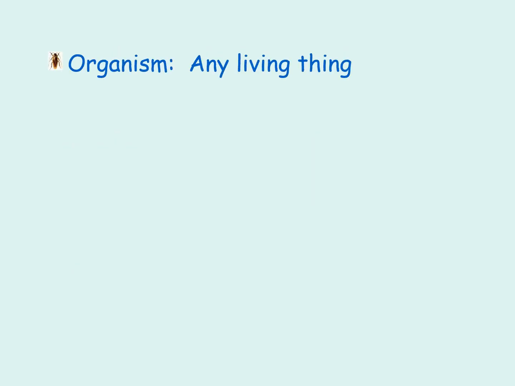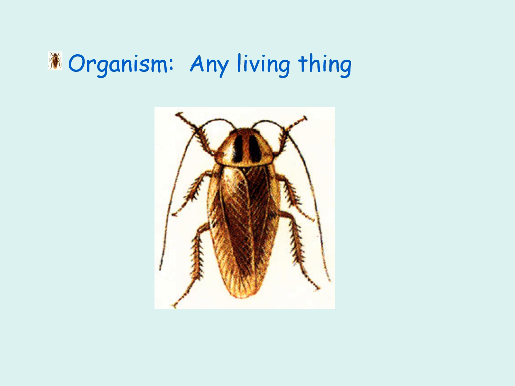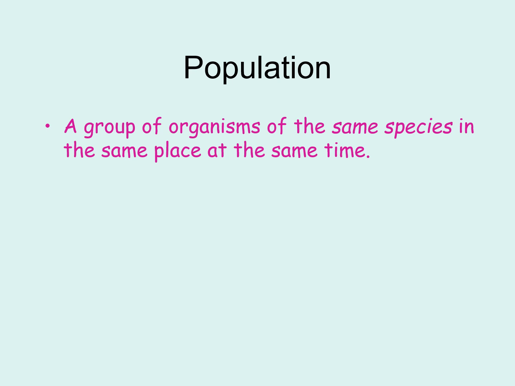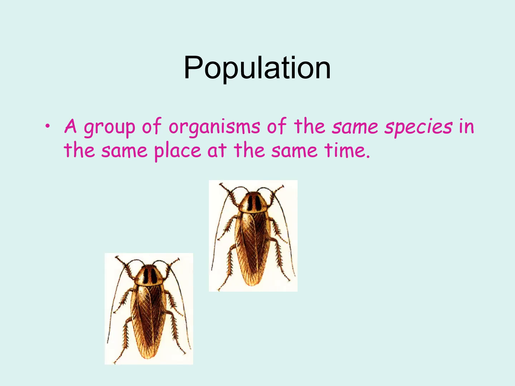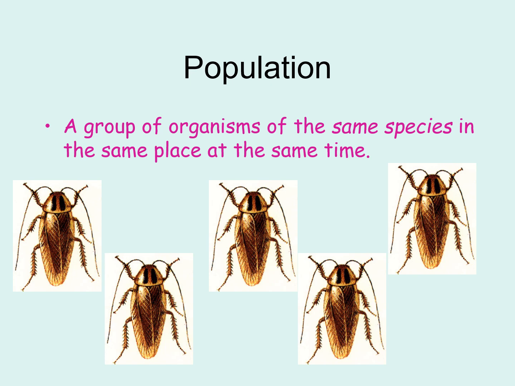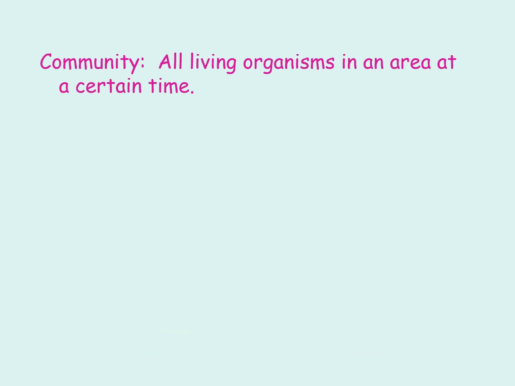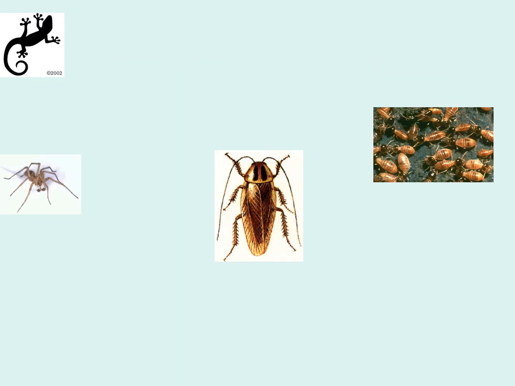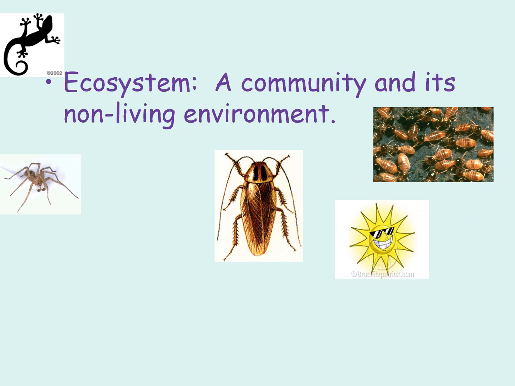So again, an organism is just one living thing, like our friend the cockroach here. And when I have a bunch of cockroaches running around, we've got ourselves a population. And when the cockroach decides to have his party and he invites all of his friends over, like the termites, the spiders, a gecko, we've got ourselves a community. And then when we add in the sun, and how much rain it gets, this represents your ecosystem.